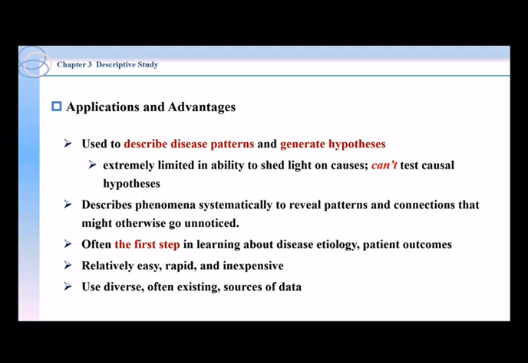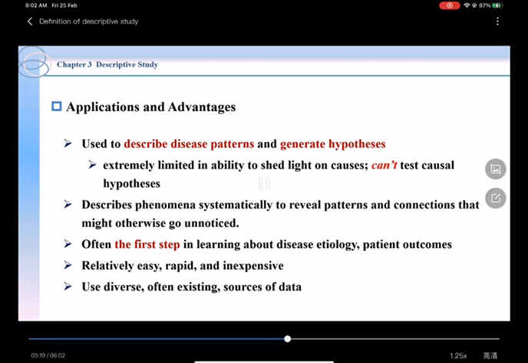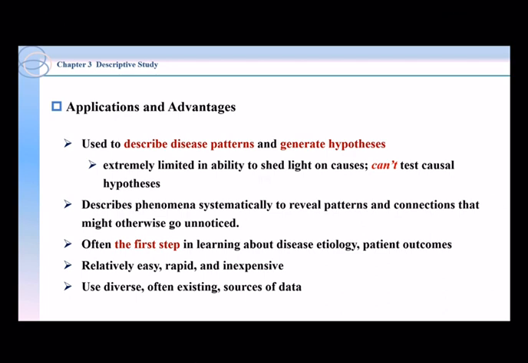For example, if we are going to study the risk factors of a disease in a case control study or cohort study, the descriptive study is usually what we use first to have a look at the potential hypotheses. Descriptive study is usually quite easy, rapid, and inexpensive, and this study has been extensively used during the COVID-19 pandemic.